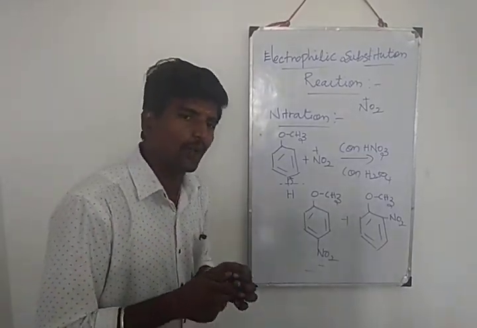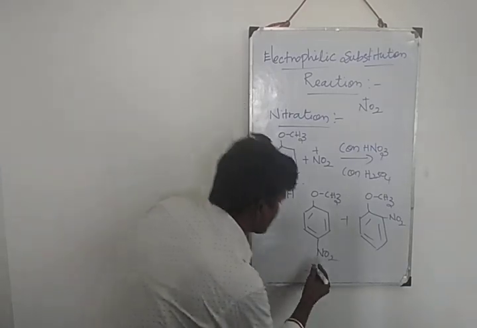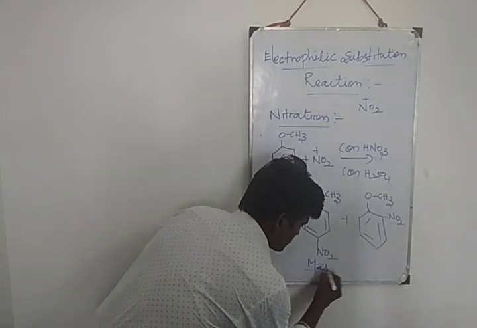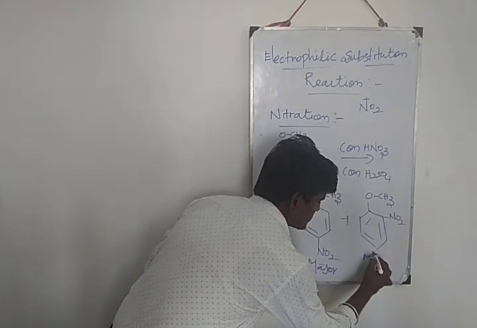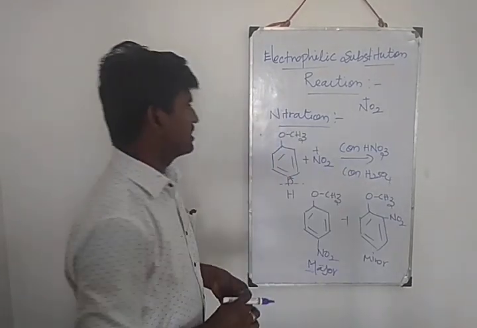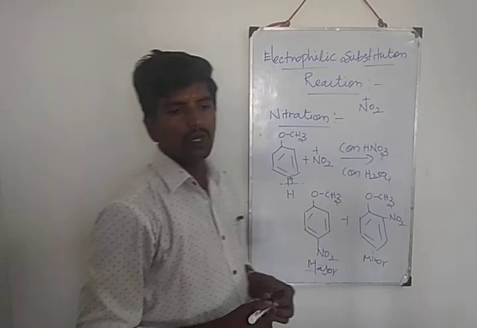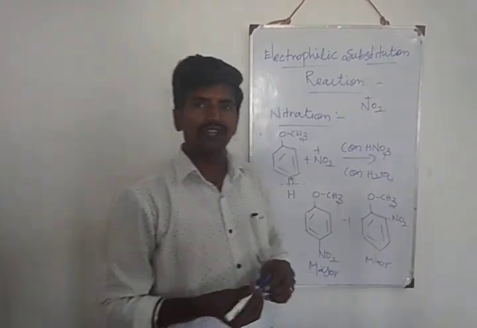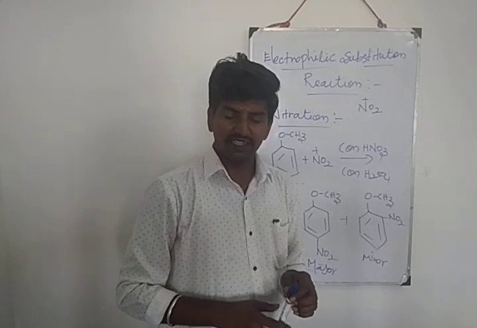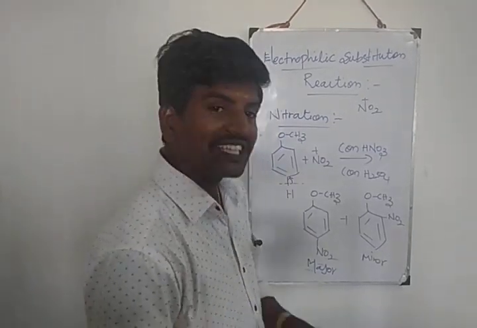Which one is the major product? The para product is the major product. This is the para product, major product. This is the ortho product, minor product. Any doubt about this reaction? Okay. So next I am going to teach halogenation. First reaction is over. Nitration is over. Next, reaction 2, halogenation.